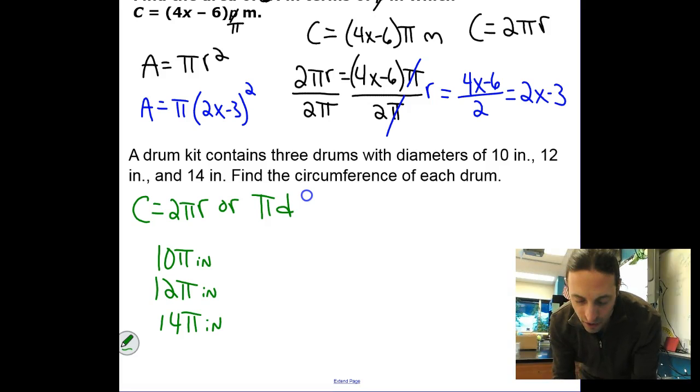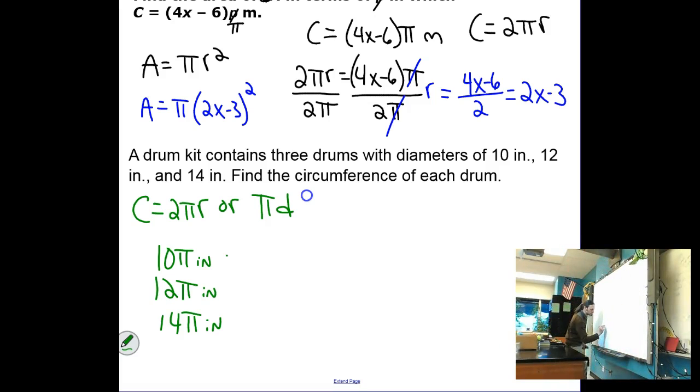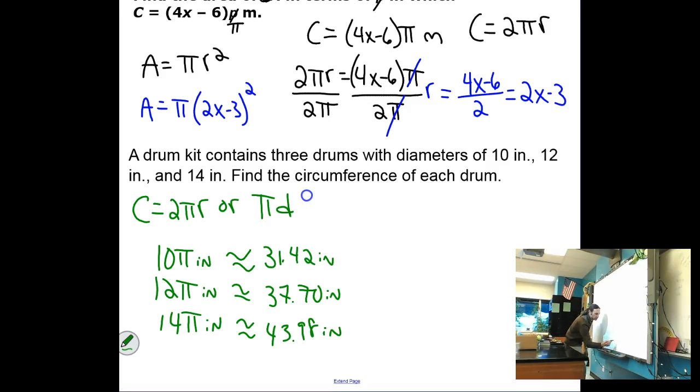And if I wanted to convert this to rounded to the nearest tenth or hundredth, all I would do is 10 times pi, and I get 31.42. And again, 12 times pi, and I'm using the pi key on my calculator, and I get 37.7. And I get 14 pi, 43.98 inches.